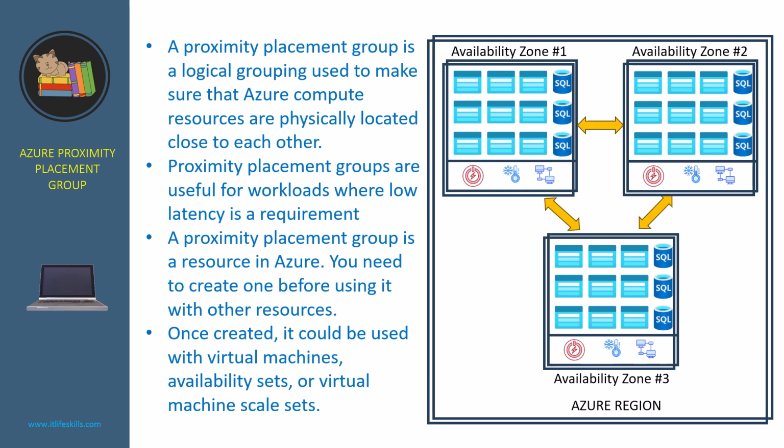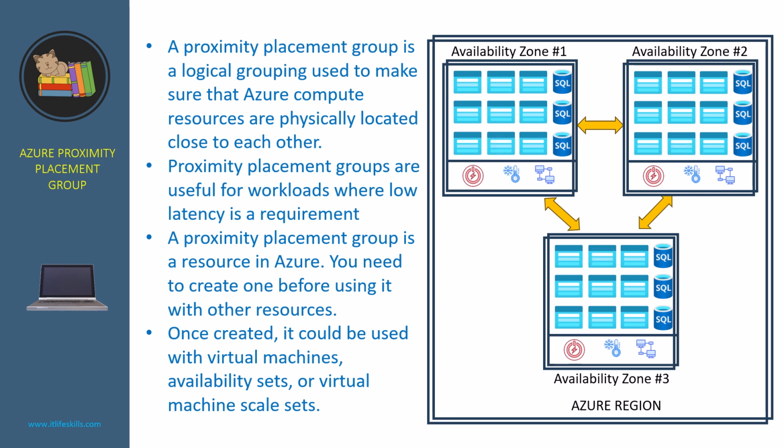As you may know, if a zonal resource is not configured to deploy to a specific zone, it will be placed in any zone in the region. For example, we have a 3-tier application which requires low latency between VMs in each tier. Now, when we deploy the first VM in our application, it may be placed in zone 1 like this, and the second VM is placed in zone 2, and the third VM is placed in zone 3. This becomes an issue because our application requires low latency between our VMs.